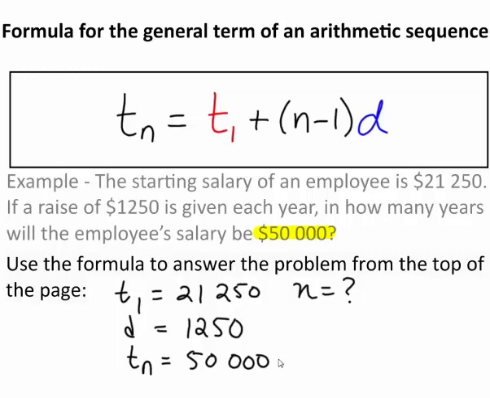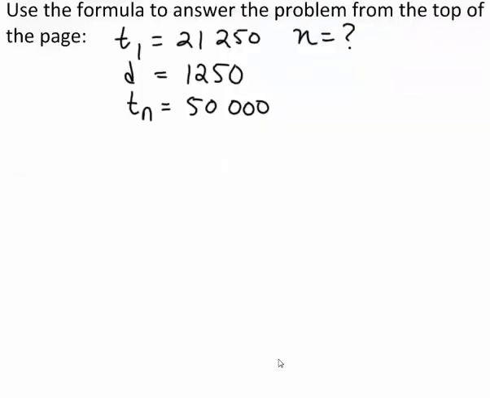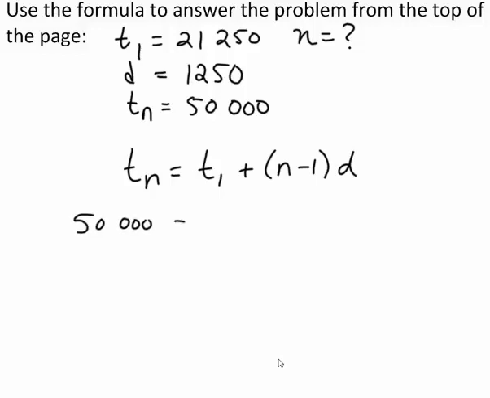So using all of this information, we are going to write out our formula, fill in everything we know, and solve for what we don't know. So the formula is Tn equals T1 plus n minus 1 d. Tn is $50,000. T1 was 21,250 plus n, which we don't know, minus 1 times d, 1,250. And now, like in any math equation, we filled in what we know, we can solve for what's missing.